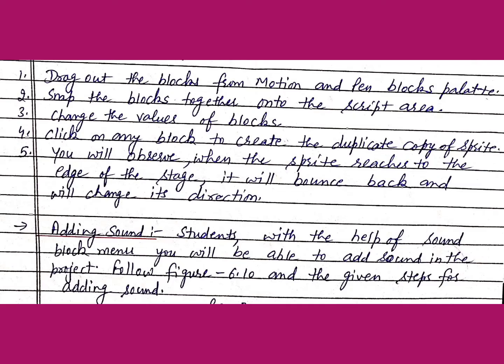Number 2. Snap the blocks together onto the script area. Number 3. Change the values of blocks. Number 4. Click on any block to create the duplicate copy of sprite. Number 5. You will observe when the sprite reaches to the edge of the stage, it will bounce back and will change its direction.